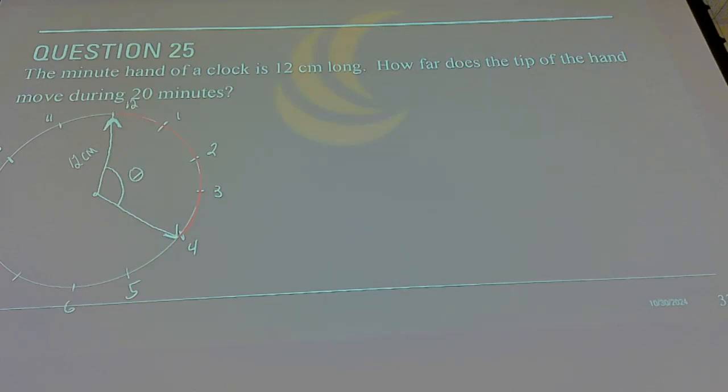Arc length, remember, was radius times angle in radians. What is the radius? The radius of our circle. What was it? 12 centimeters. That's what? 8 pi centimeters?